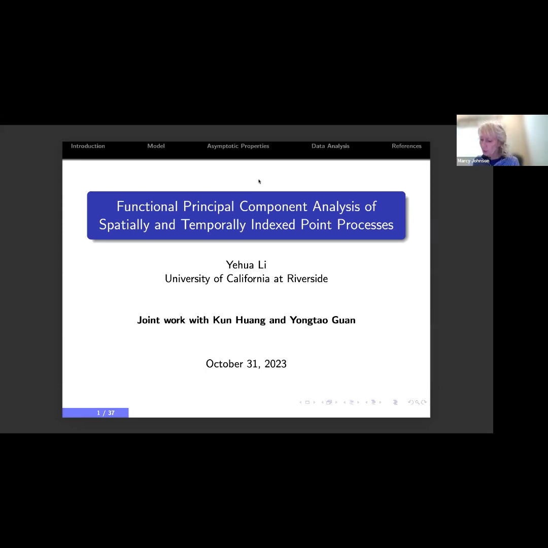He has served on the editorial boards of the Canadian Journal of Statistics, the Journal of Multivariate Analysis, and Statistica Sinica, and his research interests include functional and longitudinal data analysis, non- and semi-parametric methods, spatial statistics, measurement error, and mixture models. Dr. Li was also a recipient of the H.O. Hartley Award. So let's all give him a good welcome and let him take it away.